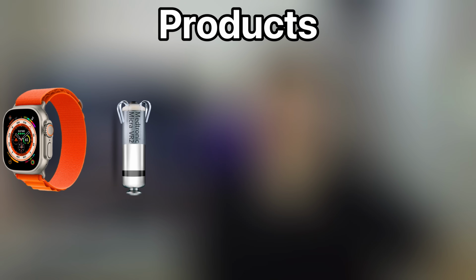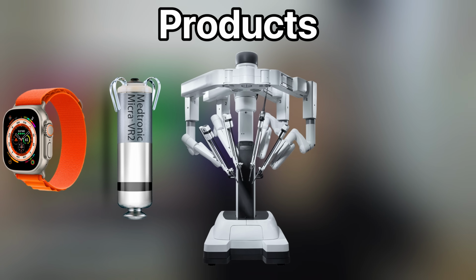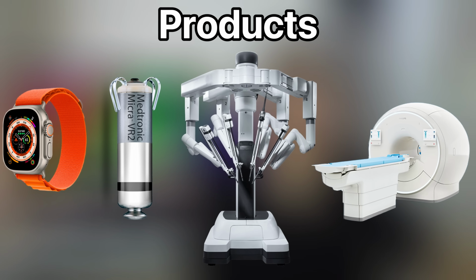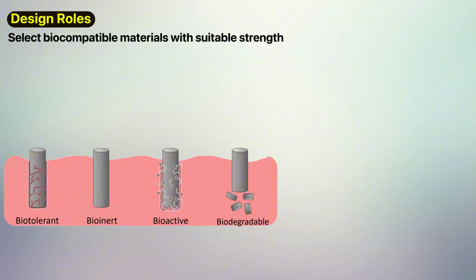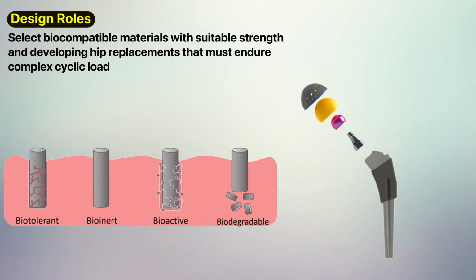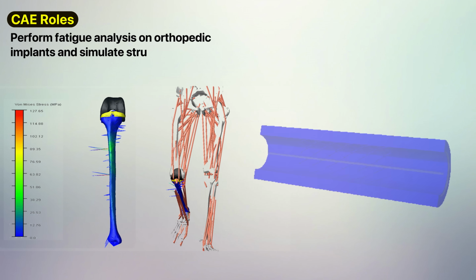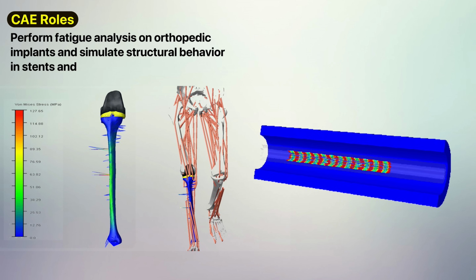Some products you would get to work on include Apple Watch, Medtronic pacemaker, Da Vinci Xi surgical robot, and Philips Ingenia Elition. Mechanical design might involve selecting biocompatible materials with suitable strength and developing hip replacements that must endure complex cyclic loads and last for decades without failure. For CAE roles, you might perform fatigue analysis on orthopedic implants and simulate structural behavior in stents and catheters.